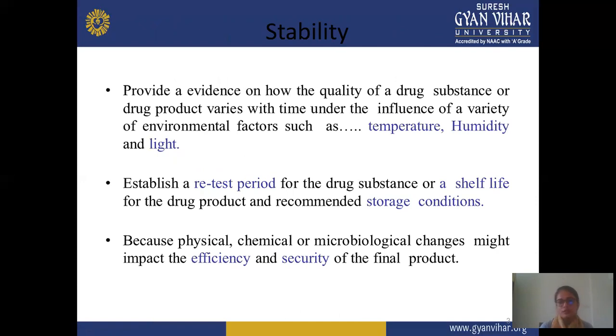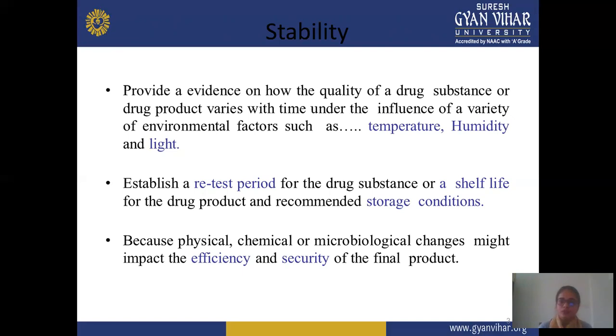What is stability? Mainly all types of formulation require stability study, because with the help of this stability study you finalize your formulation and check the expiry date, how long it stays good, or whether it is a safe formulation. Stability study provides evidence on how the quality of a drug substance or drug product varies with time under the influence of a variety of environmental factors such as temperature, humidity, and light.